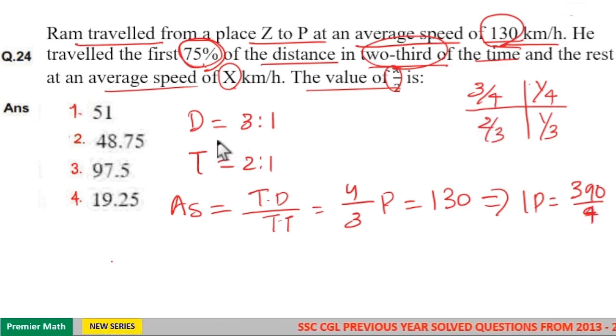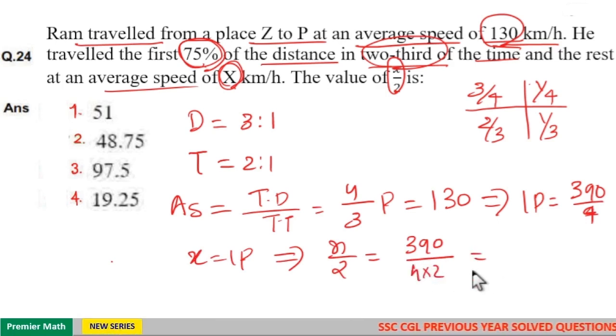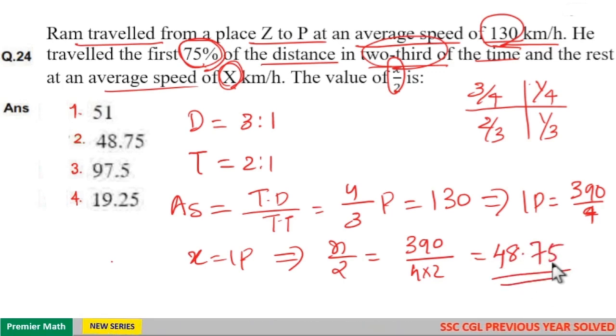Now here we need the value of x by 2. Here x is equal to 1 part. 1 part is 390 by 4. So we need x by 2. X by 2 is equal to 390 by 4 into 2, that is 390 by 8. 8 goes 4 times in 32. Remaining 7. 8 goes 8 times in 64. Remaining 6. 8 goes 7 times in 60. Remaining 4. 8 goes 5 times in 40. So 48.75. Option 2 is your answer.